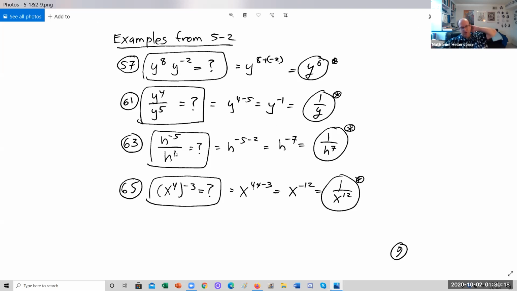h to the negative 5 over h to the second. Negative 5 minus 2 of the powers, that's negative 7, h to the negative 7. And again, we write it all in positive powers as 1 over h to the 7. x to the fourth to the negative third is what? You multiply 4 times negative 3, x to the negative 12, and we rewrite that as 1 over x to the power 12.